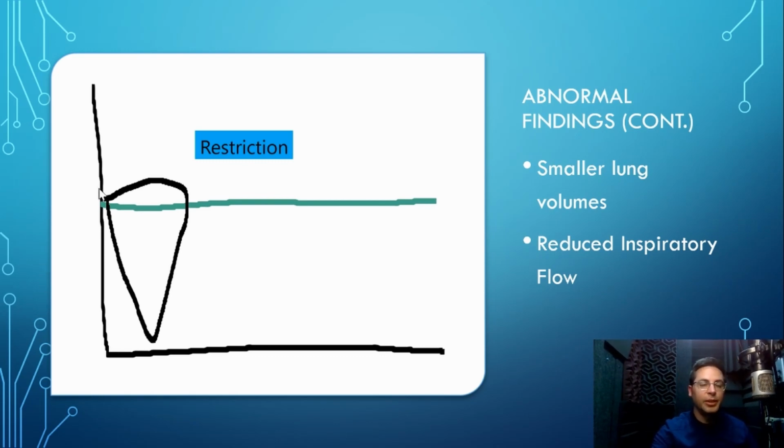Take a look at this waveform here. We see a much smaller loop in general with a very depressed inspiratory side. So this represents smaller lung volumes and reduced inspiratory flow, and this is a sign of restriction.